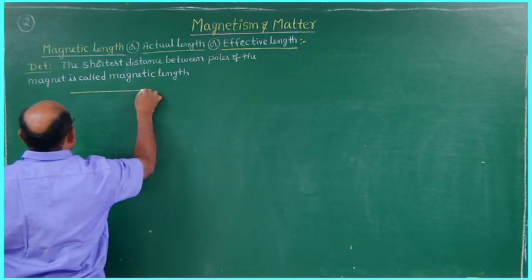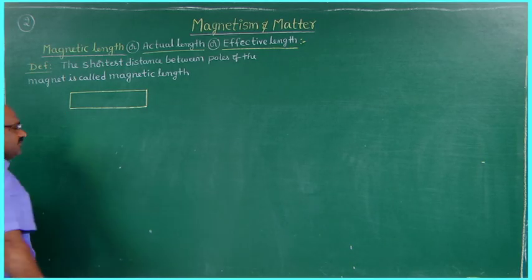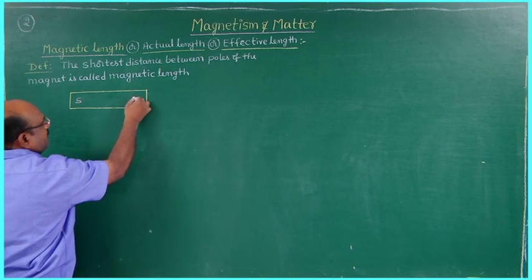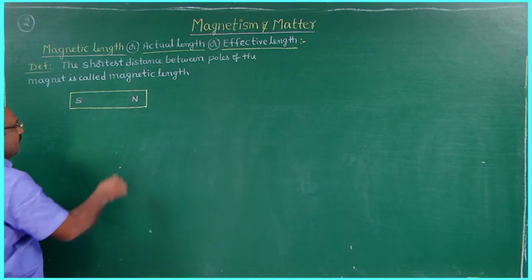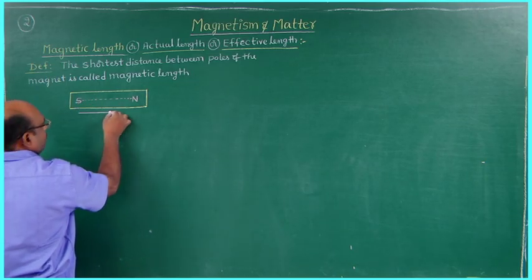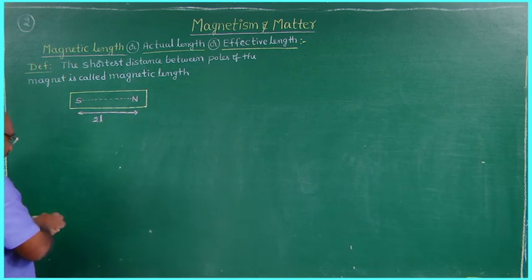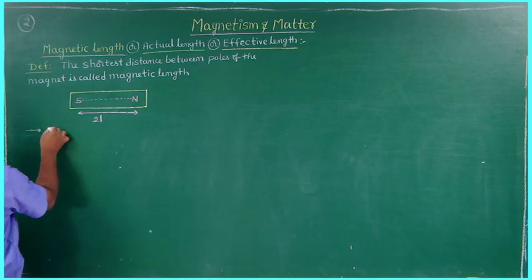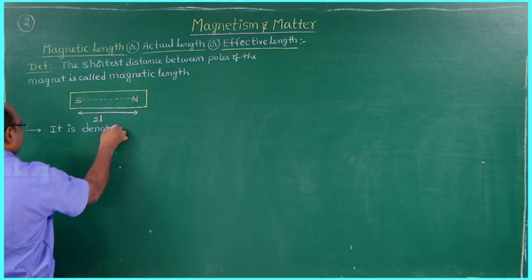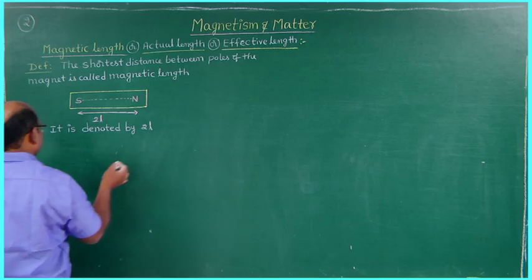Through a diagram we will show it. This is the bar magnet. Assume this is the position of the south pole, and this is the position of the north pole. Now, this is the shortest distance between the poles of the magnet, therefore it is denoted by 2L. So here the magnetic length is denoted by 2L.